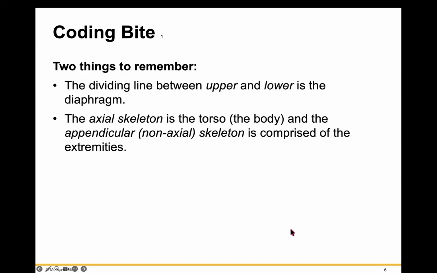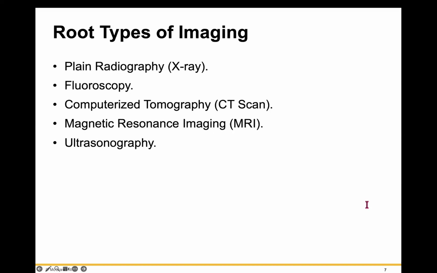Why do you think this distinction matters in coding? Can you think of a scenario where getting this wrong could impact the code? Now let's talk about the axial skeleton. The axial skeleton is the torso, the central part of the body. The appendicular skeleton includes the extremities, arms, and legs. How might knowing the difference between axial and appendicular help you choose the right code? Some things to think about.